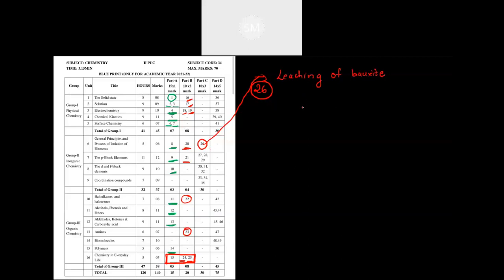Or they can ask you the Hall-Herold's process. With diagram you should study. Okay, Hall-Herold's. This is one possible, this is the second one. Hall-Herold process, this is for 3 marks I'm talking about, with the diagram. Study that with the diagram.